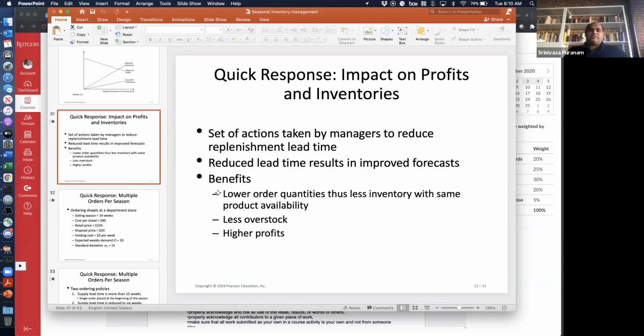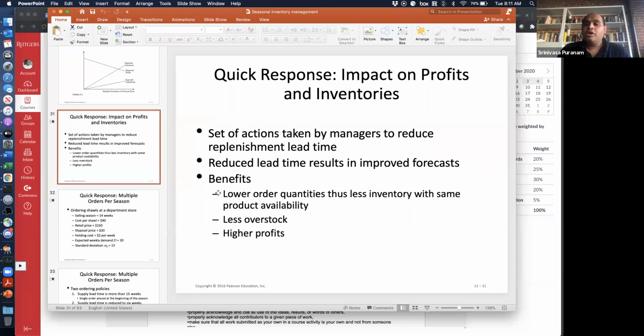One of the other things that quick response involves is this: so far in all the seasonal inventory models that we've seen, you have been placing a single order. So you have a single selling season. That could be because it's actually a seasonal product, like a sweater or an umbrella. Flowers for special occasions are all seasonal products. So you place a single order to sell for the whole season.